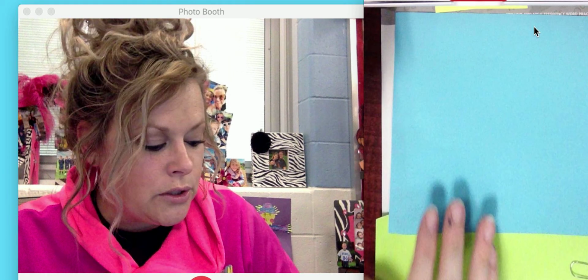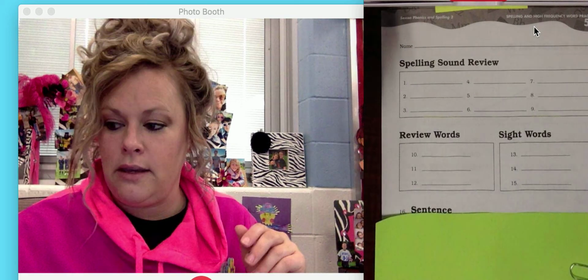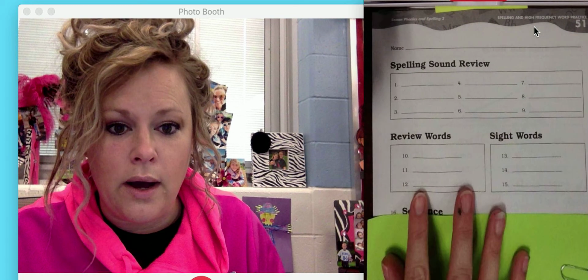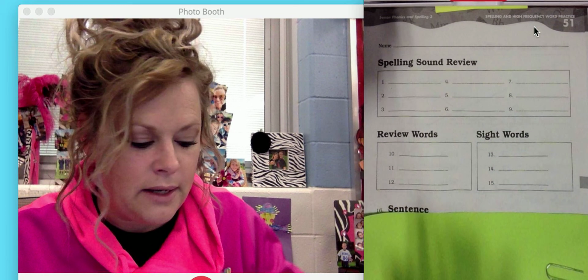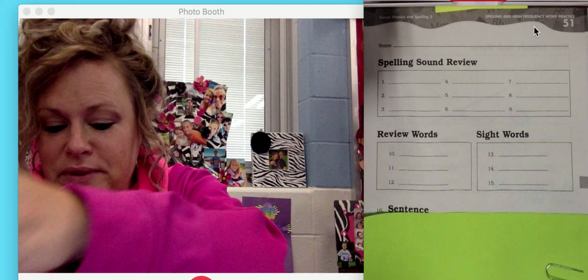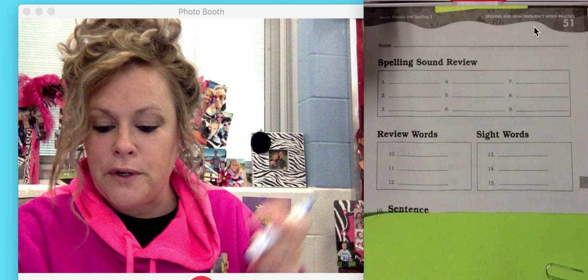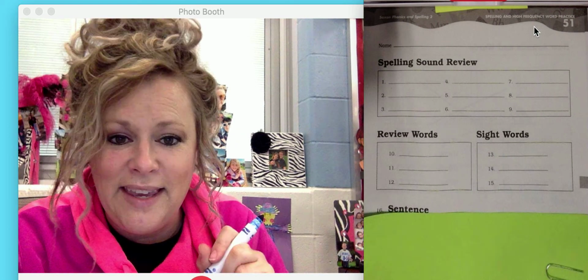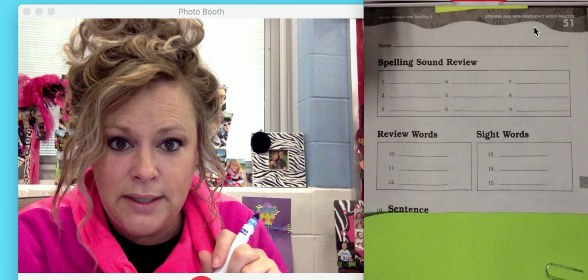So you're going to find your phonics page 51. This is in the new set of phonics pages. And let's review some sounds. So first, repeat after me. E, repeat. Good. Remember, there's a lot of choices, that new spelling rule.